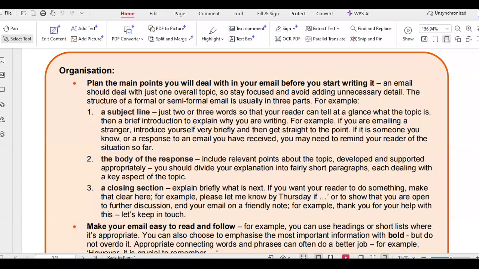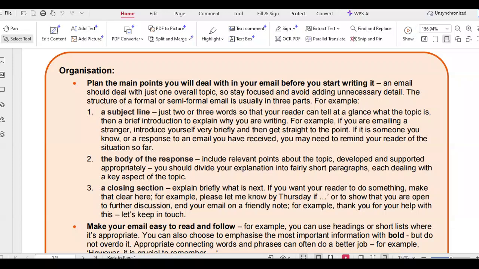Number one, a subject line. Number two, the body of the response. And number three, the closing section. The subject line is usually referred to as the purpose, and the first paragraph refers to the introduction.